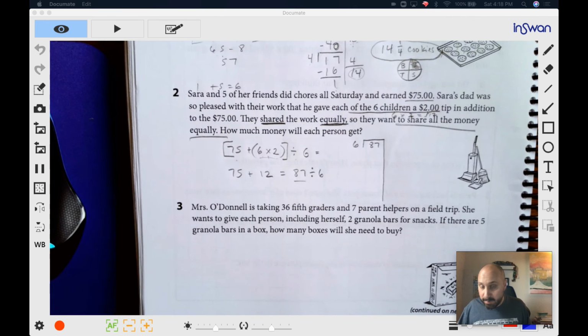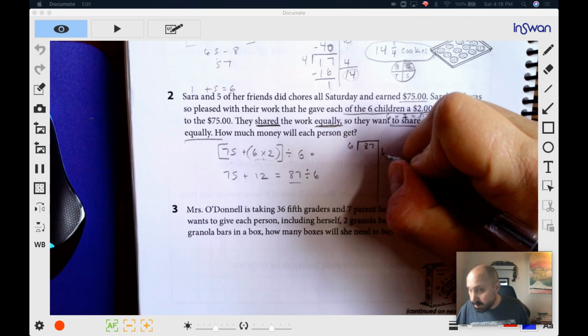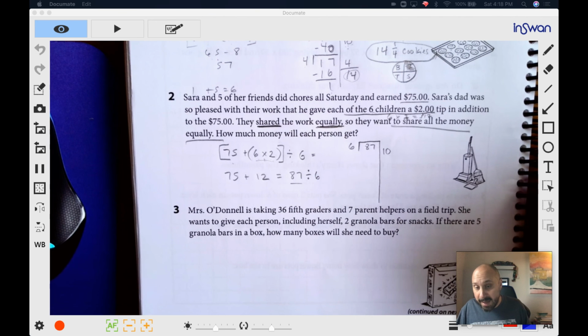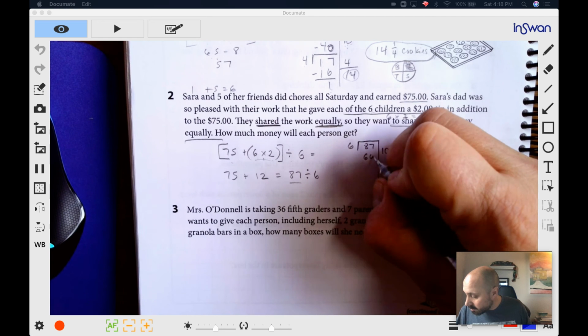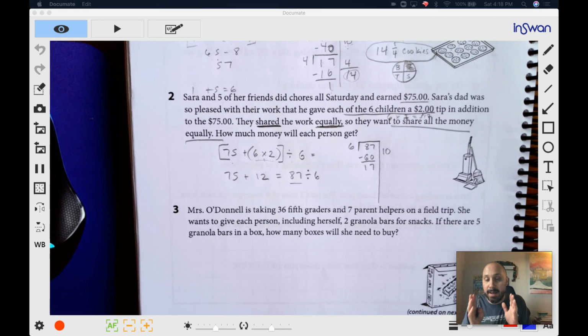Mr. Mack loves the number 10. So what if each of the friends got $10? How much total would that be? 10 times 6 is $60. So we're whittling our way down. Okay. So if each friend got $10, they would have now $17 left over that they have to split up between the 6 of them.